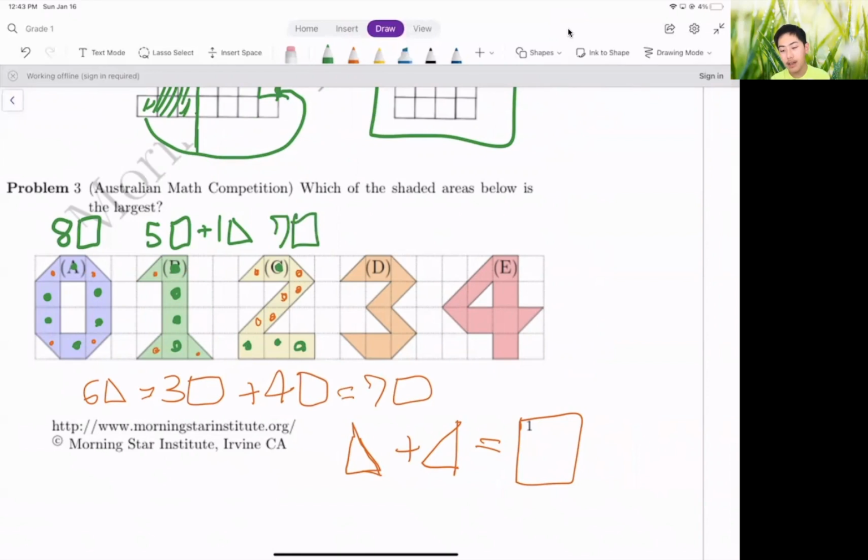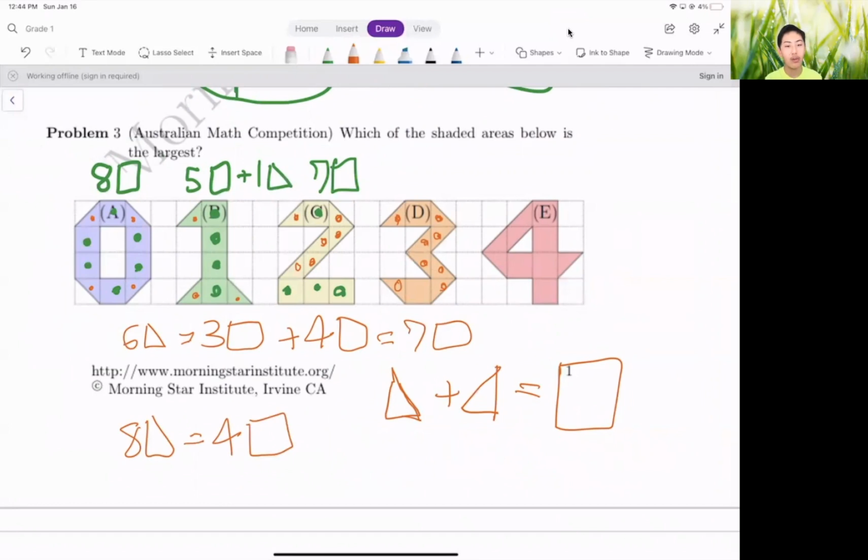Now let's do D. Let's count out how many triangles D has. 1, 2, 3, 4, 5, 6, 7, 8 triangles, which should be equivalent to 4 squares. And now let's count up the squares that D has. 1 and only 2. So 4 squares plus 2 squares is equal to 6 squares. So therefore, D is 6 squares.